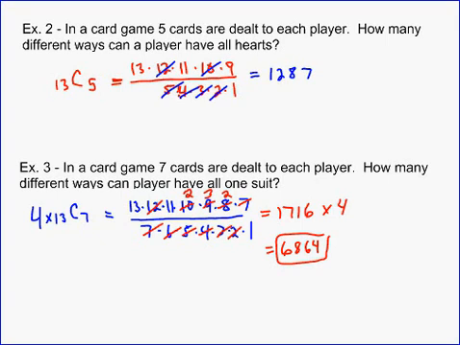Now, if you wanted to know how many total ways, if you're doing a probability problem, which would be the probability of being dealt all one suit, you would first have to do 52 choose 7, right? Because your total possible different hands is you have 52 cards and you want to choose 7 of them. And then this is the total that have one suit.